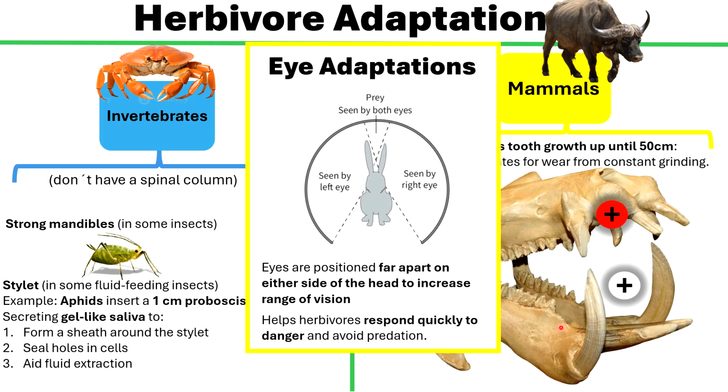Now, lastly, we have eye adaptations of herbivores. So if we'll see this rabbit, it's got the eyes on the sides, so they're positioned far apart, and this increases its range of vision. Okay, and hence this helps them to respond quickly to danger and avoid predation.